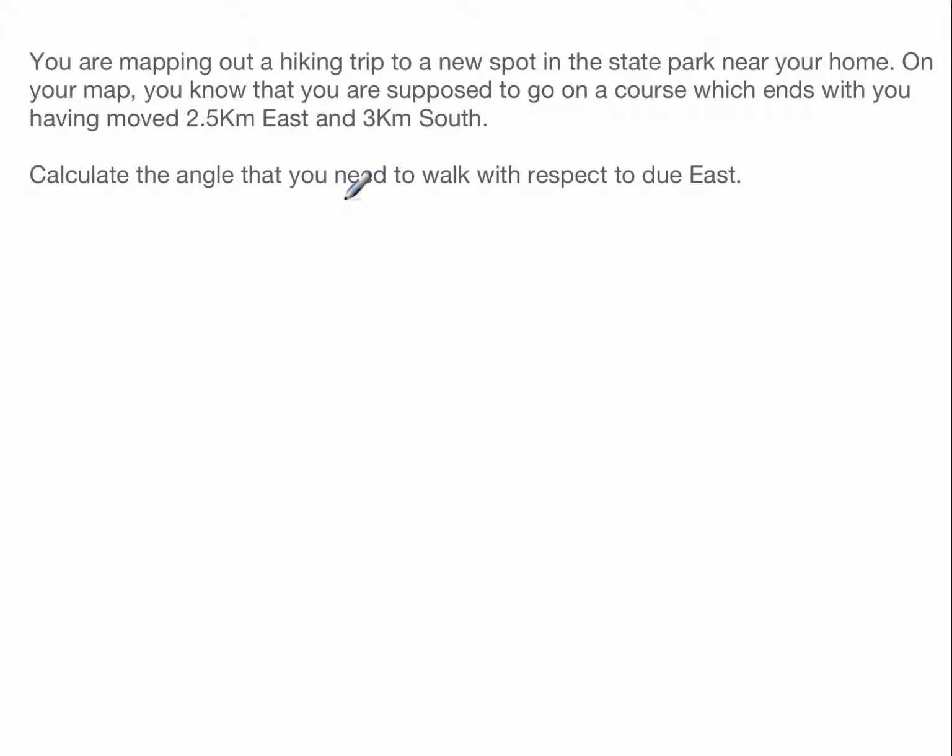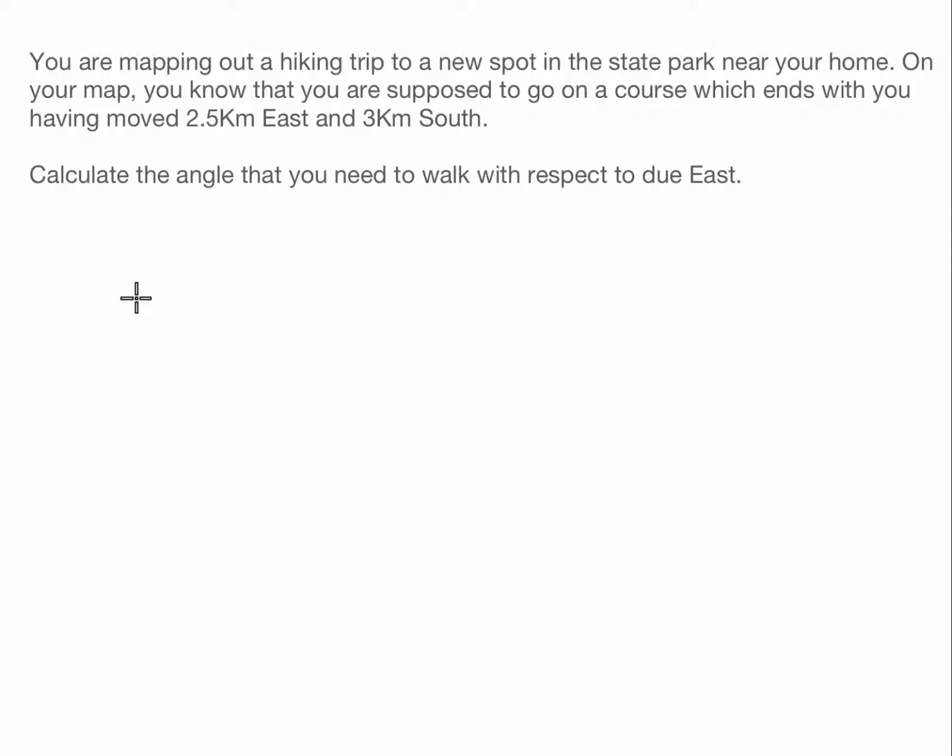Okay, new question. You're mapping out a hiking trip for a new spot in the state park near your home. On your map, you know that you're supposed to go to a course which ends with you having moved 2.5 kilometers east and 3 kilometers south. Calculate the angle that you need to walk with respect to due east. Okay, so let's just make a picture, just like we did before, to show off what we know.